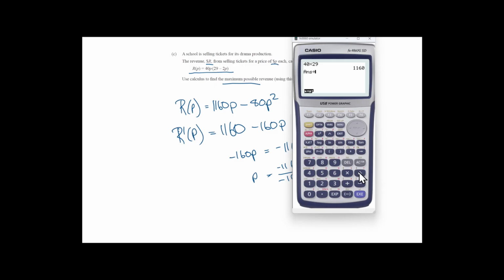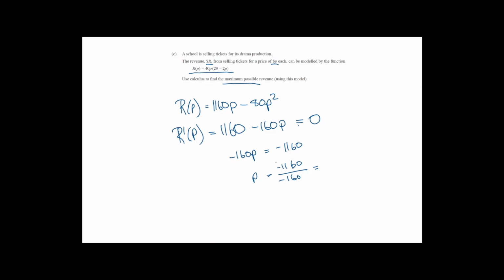So that's our revenue function, and we want to maximize it. So we're going to need to find the derivative. When we do that, it's going to be 1160 minus 160p, and we're going to set that equal to 0 and solve for p. So minus 160p equals minus 1160. So p must be equal to 1160 over 160, and the negatives are going to cancel. And I don't know what that is. $7.25.